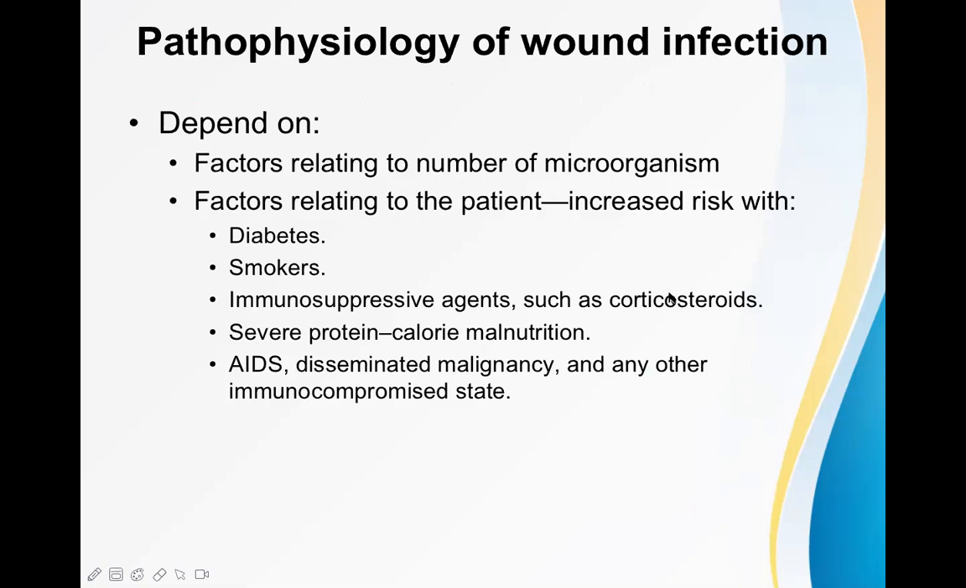Now, what is the pathophysiology of this surgical site wound infection? It depends on 2 important factors. One, factors related to number of microorganisms. So this is called dose of microorganism. What's the number of microorganisms that have contaminated that wound? That is a very important point. If there are few, probably our immune system will remove them in time so that they cannot cause any infection. But if there are overwhelming numbers, then there is high chance of infection.